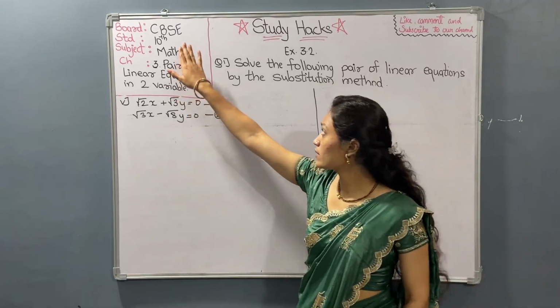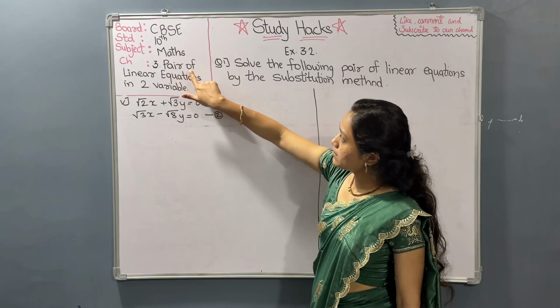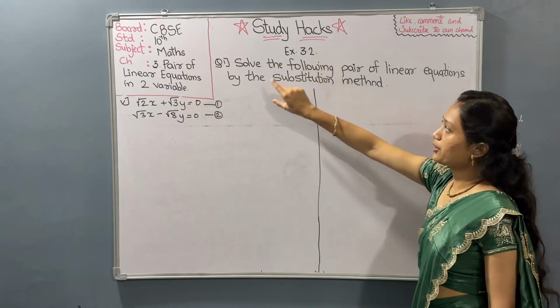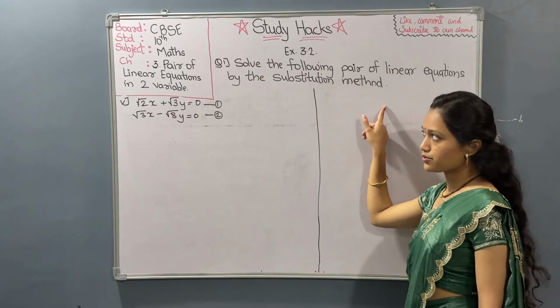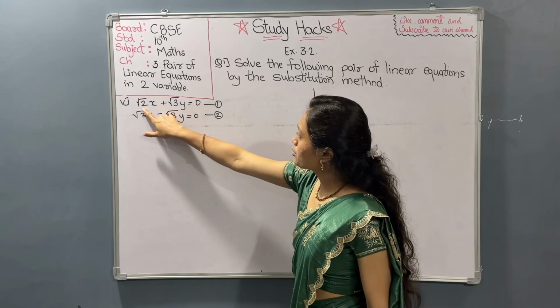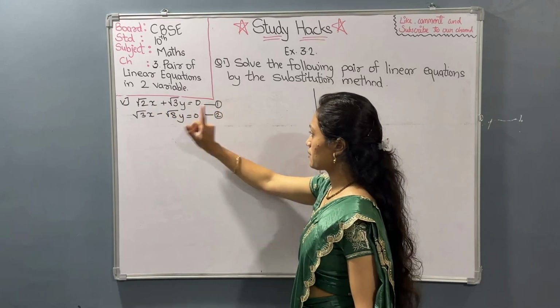Today we will see CBSE Standard 10th Maths, Chapter number 3, Pair of Linear Equations in Two Variables. Exercise 3.2, question number 1. Solve the following pair of linear equations by substitution method. Part 5: √2x + √3y = 0. This is our first equation.